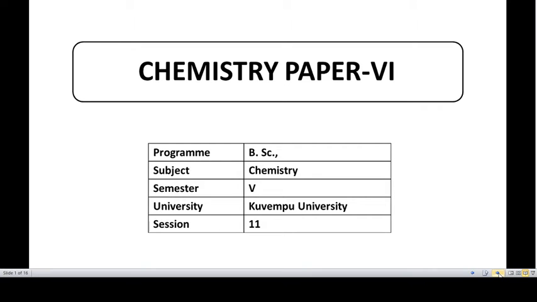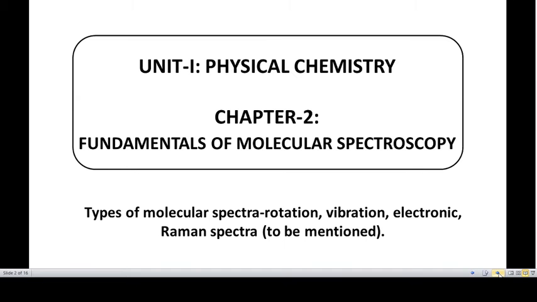Dear students, today we shall discuss the chemistry paper 6 of the BSc syllabus of Kuvempu University, 5th semester, that is session 11. In this session, we will try to know different types of molecular spectra, that is rotational spectra, vibrational spectra, electronic spectra, and Raman spectra.